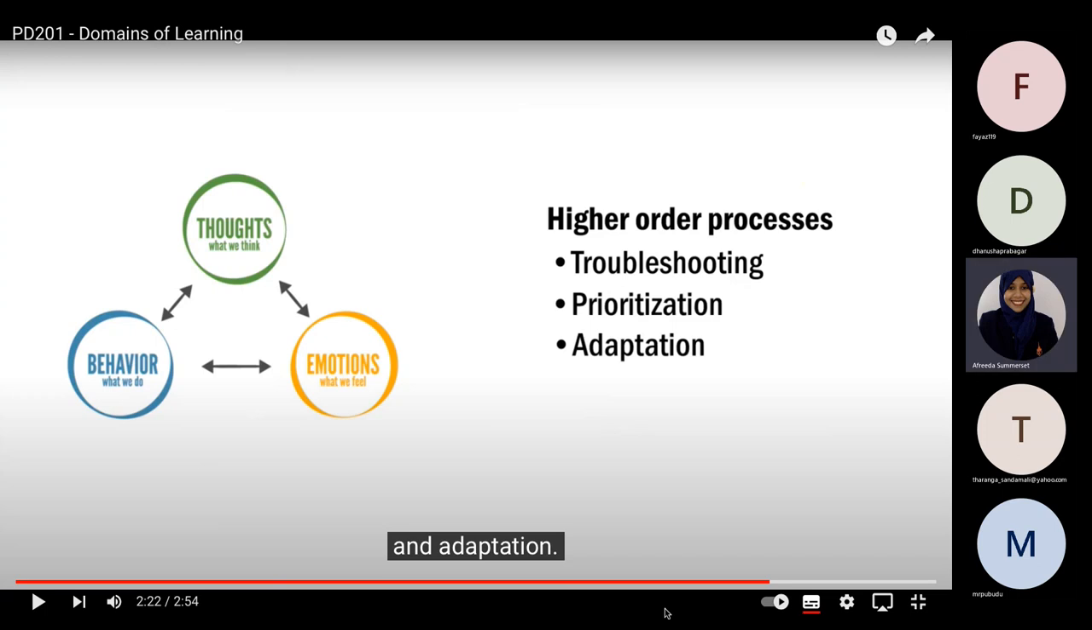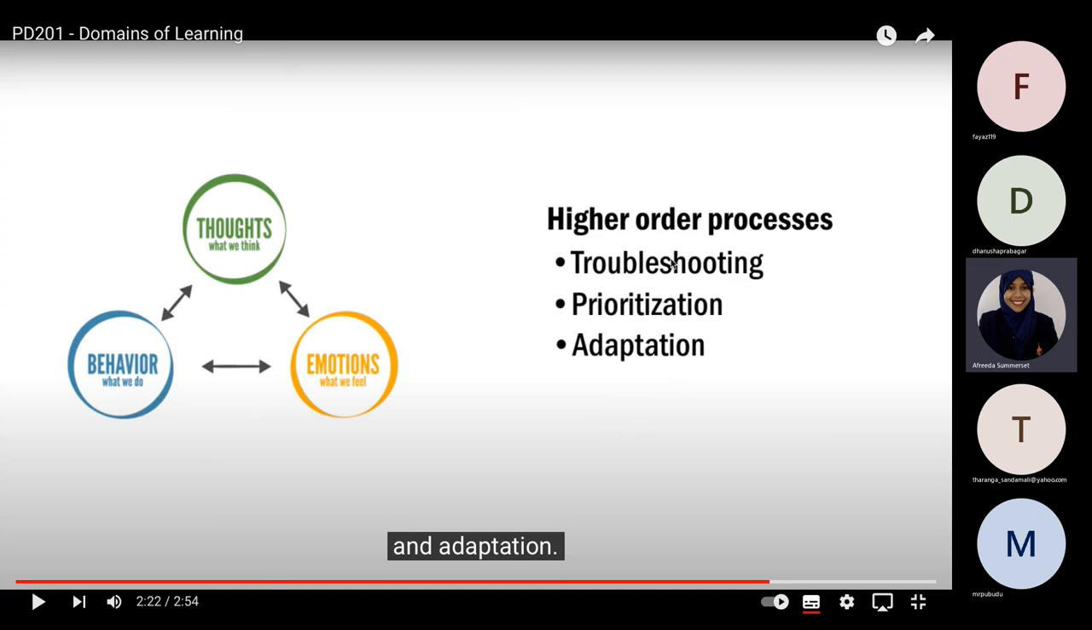Troubleshooting meaning, for example, if there is a problem in the computer, you get a technician to come and troubleshoot. So let's say that your computer is not starting or your Windows has collapsed, right? In that situation, you get a technician to come and troubleshoot, which means to come and find out what the problem is.